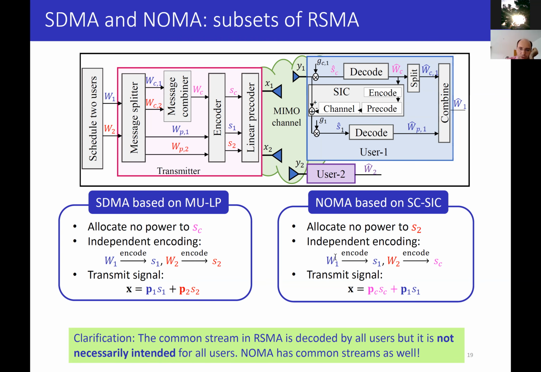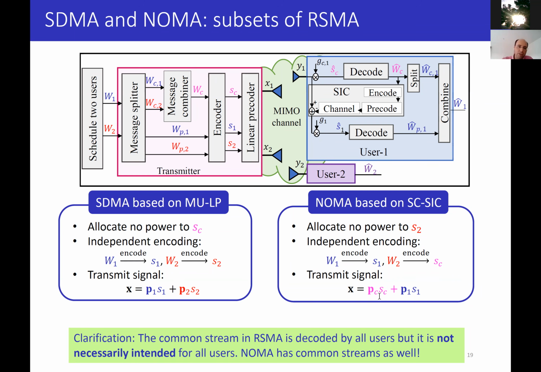And so this is what I have here. W1 goes into S1, W2 goes into SC. You see the difference with SDMA. W2 goes into S2, while here W2 goes into SC. That means that if W2 is in SC, W2 is now decoded by both receivers. And so we have a signal model that is PCSC plus P1S1, where S1 carries W1, and SC carries W2, such that W2 is decoded by both users. This is exactly NOMA.